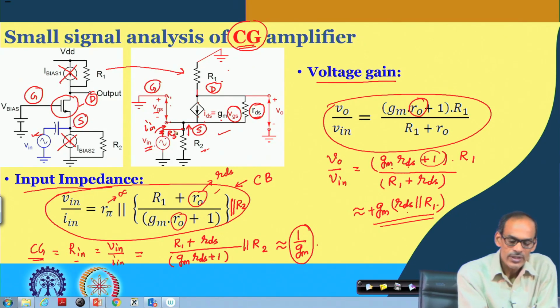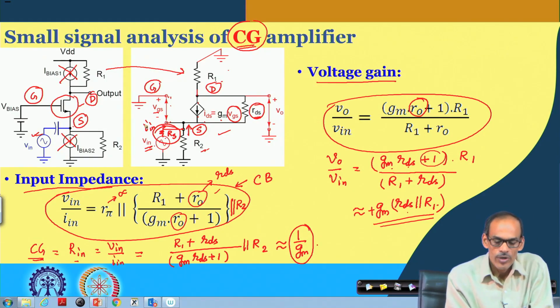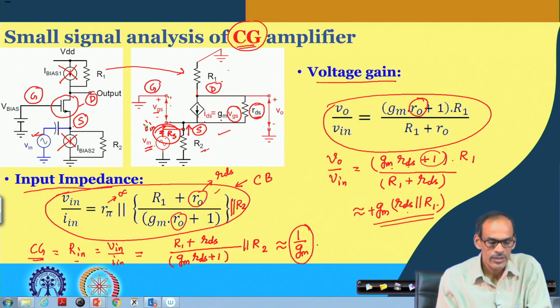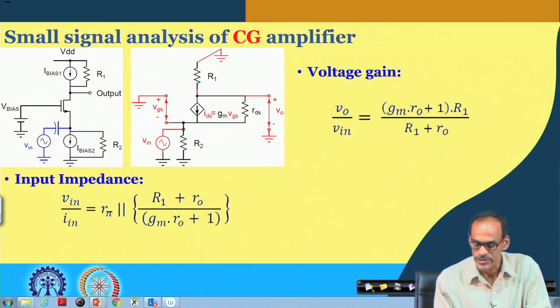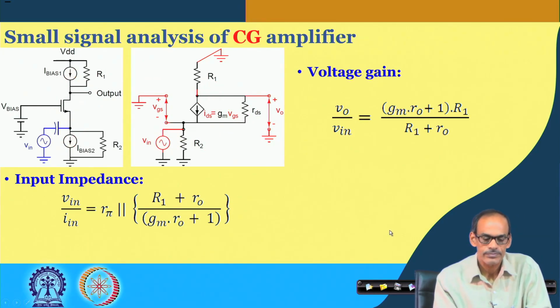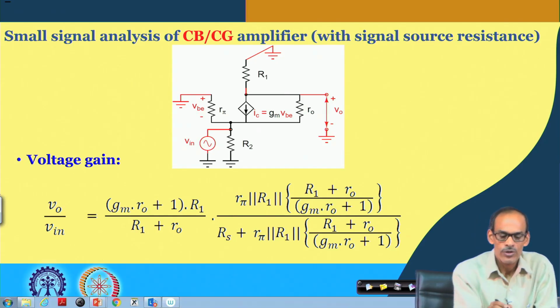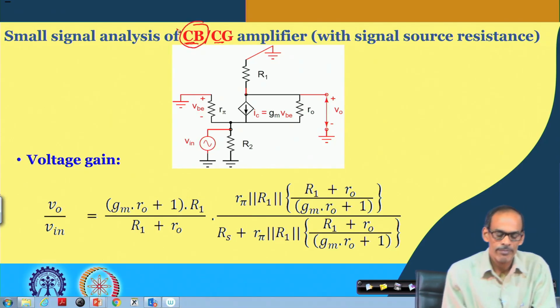So, if I consider this Rs here, what kind of voltage gain will you get? Let us see what the voltage gain will be if I have this finite value of the source resistance. So, this is the corresponding circuit here. The analysis is very similar for common base and common gate. So, let us start with the common base.